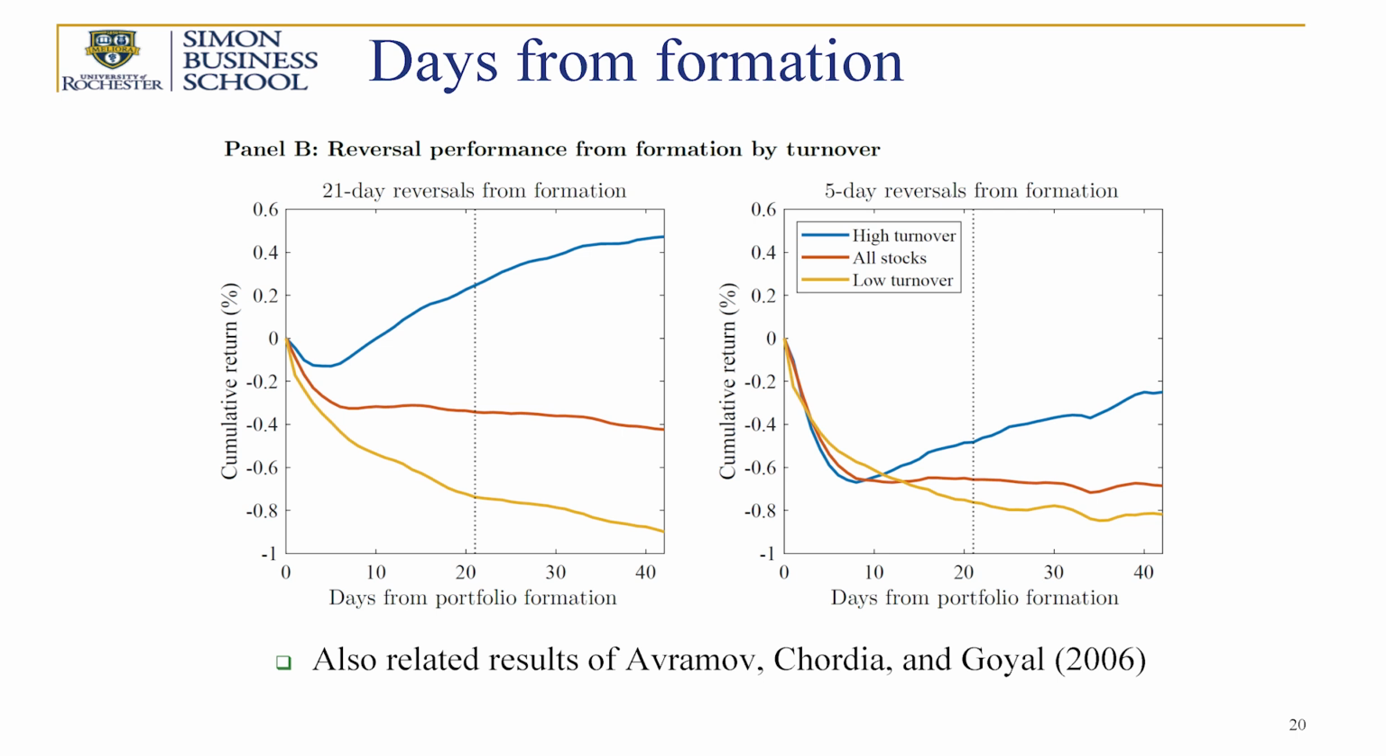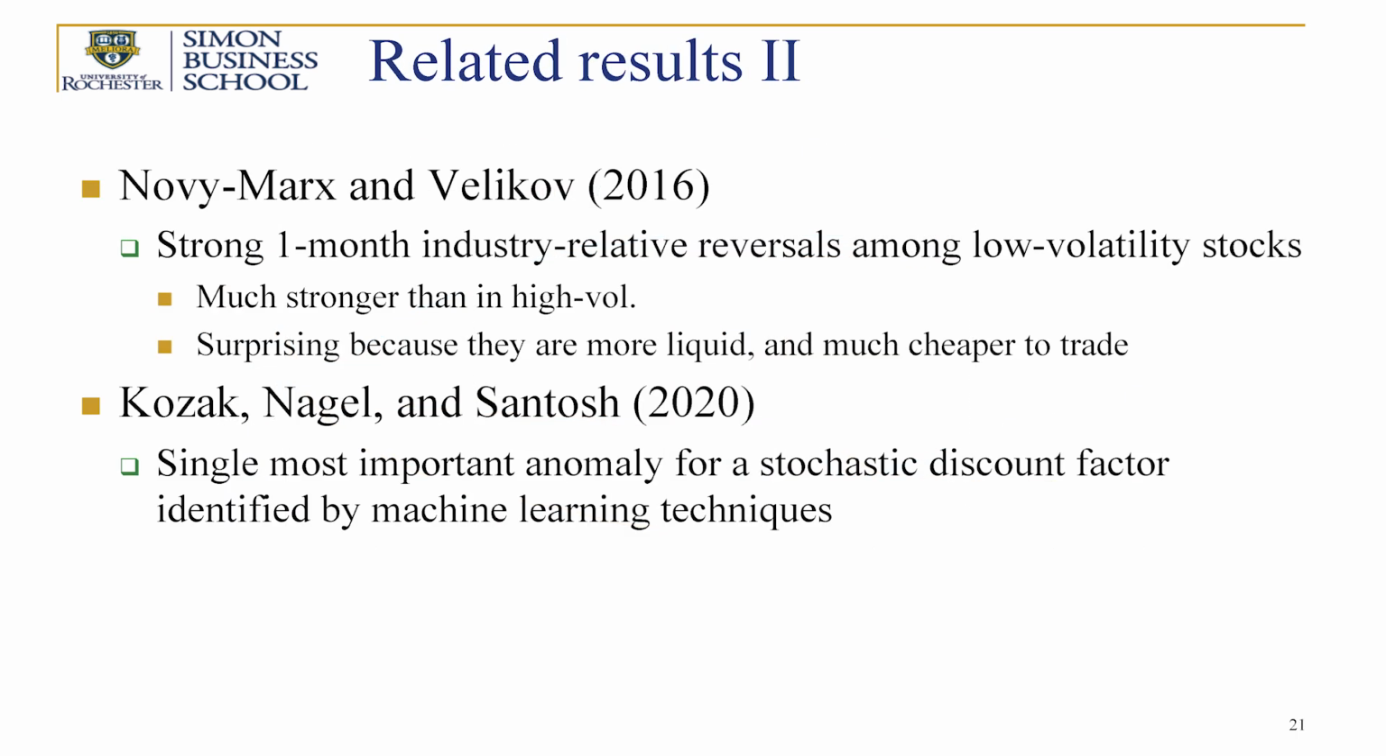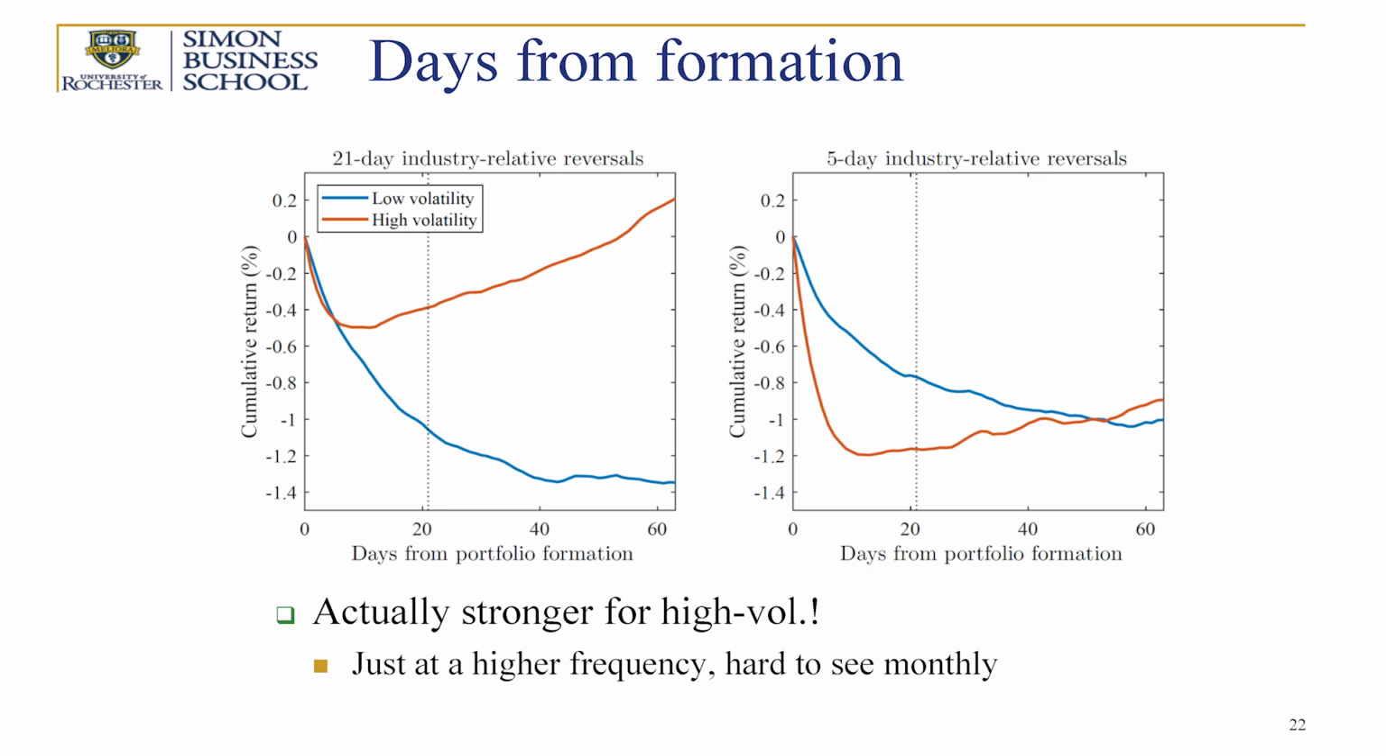So I was interested in looking at that, and here, again, the left-hand panel here is showing that result. It's showing industry relative reversals based on a month of past performance from portfolio formation, and the blue line is the low volatility stocks, the red line is the high volatility stocks, and a month out, the low volatility reversals are much bigger than the high volatility reversals. But again, there's this correlation. The high volatility stocks tend to turn over more, and so they have much less persistent reversals. And if you go back to only a 1 week look-back signal, the right-hand panel there, you actually see much stronger industry relative reversals among the high volatility stocks than among the low volatility stocks.